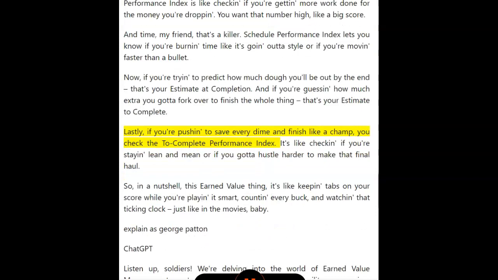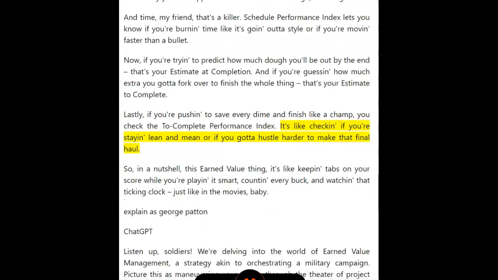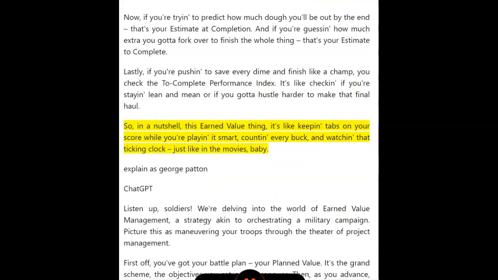Lastly, if you're pushing to save every dime and finish like a champ, you check the To Complete Performance Index. It's like checking if you're staying lean and mean or if you've got to hustle harder to make that final haul. So, in a nutshell, this earned value thing, it's like keeping tabs on your score while you're playing it smart, counting every buck, and watching the ticking clock, just like in the movies, baby.